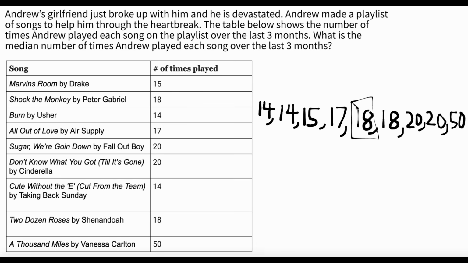So again, the first step is to put the numbers in order from smallest to largest. Then if you've got an odd number of numbers like we do here, because we have 9 numbers, all you have to do is pick out the number in the middle, and that's the answer. So the correct answer here is 18.